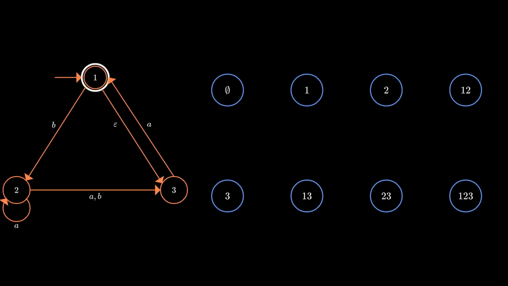Next, let's mark our accept states. These include any state that contains the accept state from the original NFA. So here, any state with a 1 will be marked as an accept state.